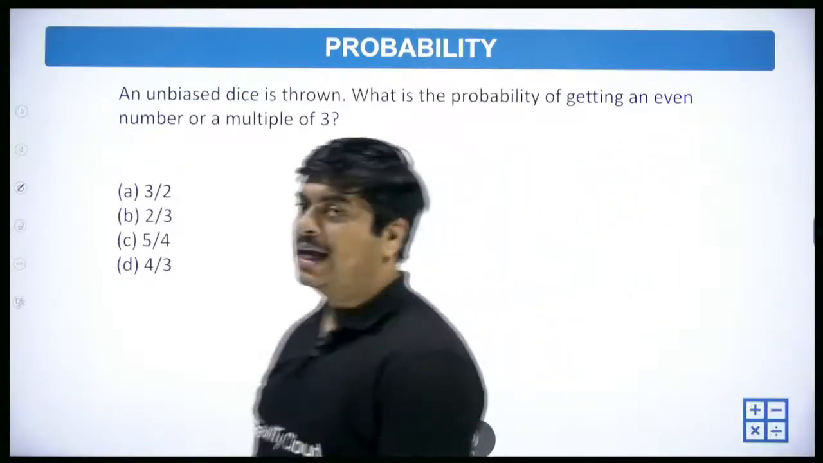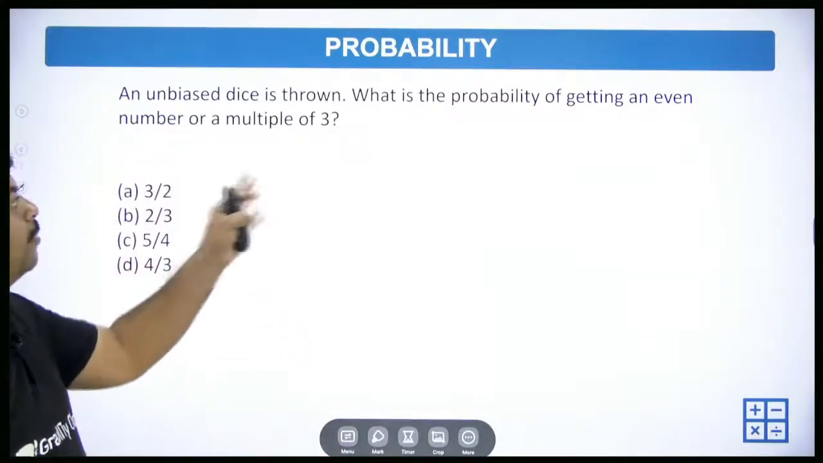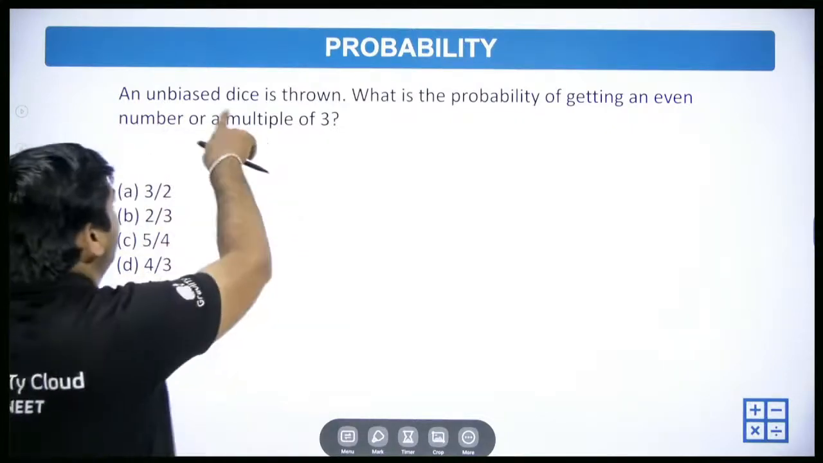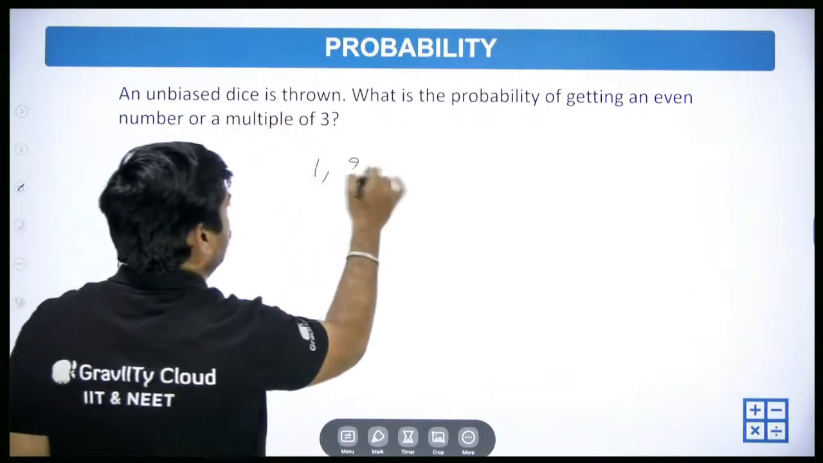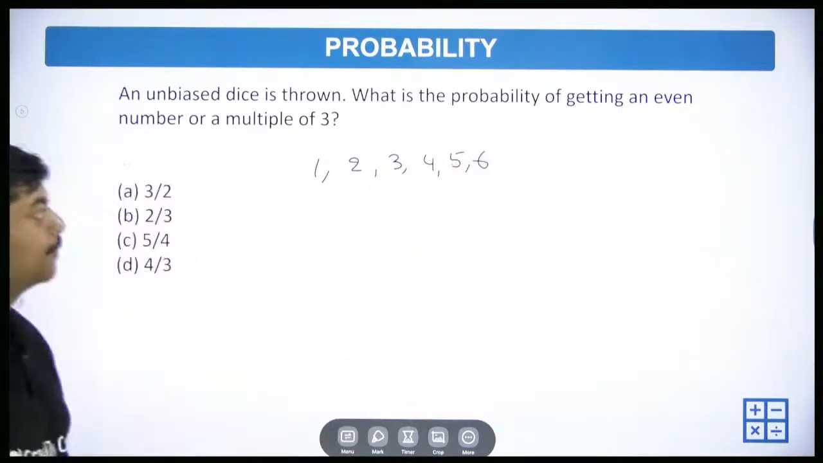An unbiased dice is thrown. What is the probability of getting an even number or a multiple of 3? An unbiased dice, only one dice, 1, 2, 3, 4, 5, 6. These are the possible outcomes.